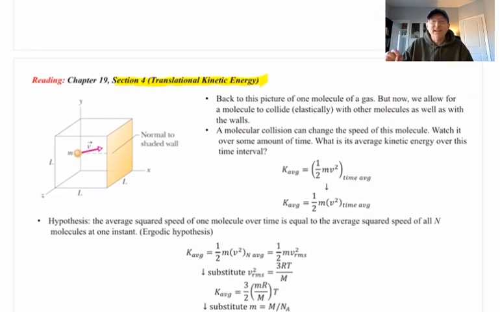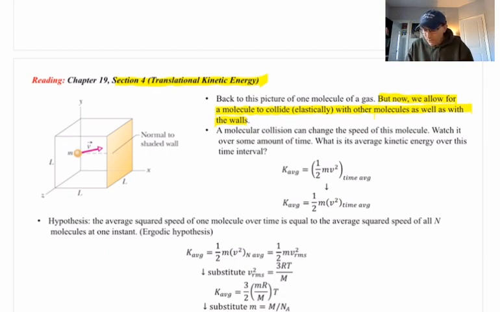So here's the idea. Back to that picture of the volume V, the box, volume L cubed, focusing on one of the walls there, but that's just the picture redrawn. And so we're back to this picture of one molecule of a gas. But now we actually also allow for the fact that we know is true, that a molecule collides elastically with other molecules as well as with the walls. Certainly that is happening. Now, if it's a dilute gas, it doesn't happen to a great extent, but it happens.